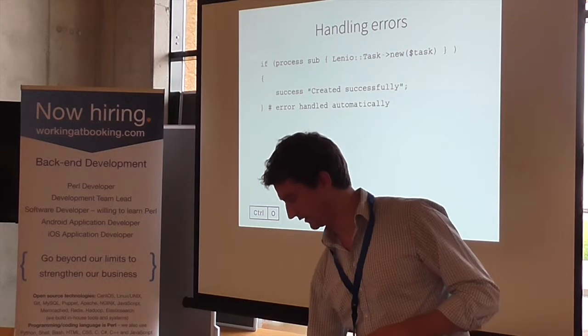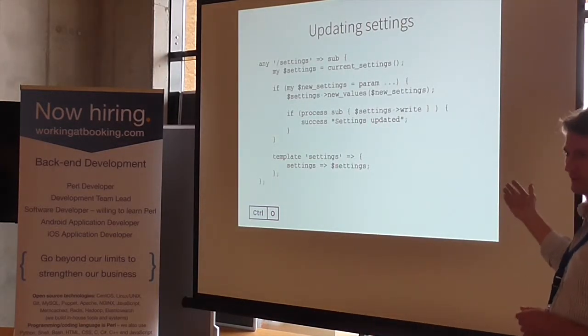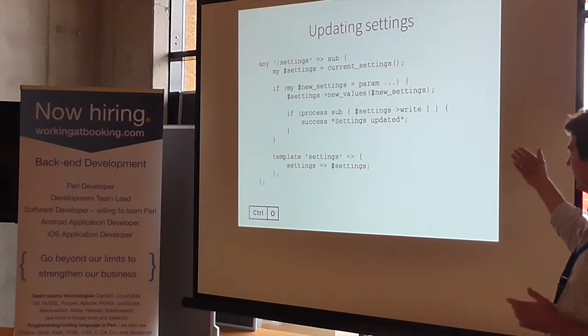I'll just give a slightly fuller example of that. So this is what I do in quite a lot of my code. I don't know how other people do it. So if I've got a particular route that I might get a get or a post, first of all, I get the current settings. I'm just using settings as an example here.